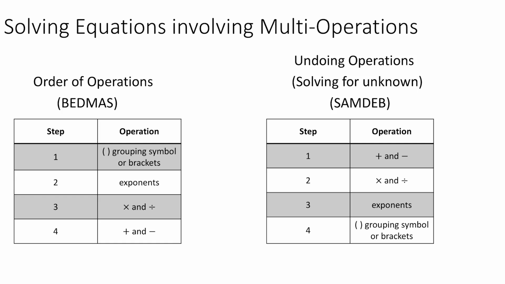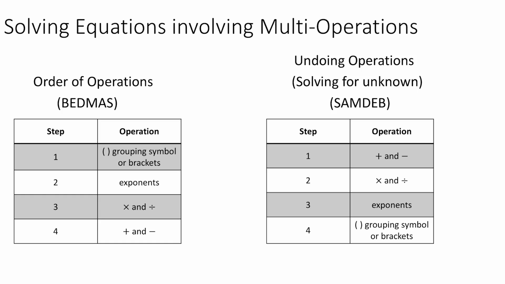So when it comes to rearranging, what we want to move to the other side of the equation first is SA, the addition and subtraction. Then the next thing you're going to get rid of is M and D, multiplication and division. Finally, you're going to get rid of exponents and then brackets afterwards. So we always have to keep that in mind that we're going in the opposite direction.